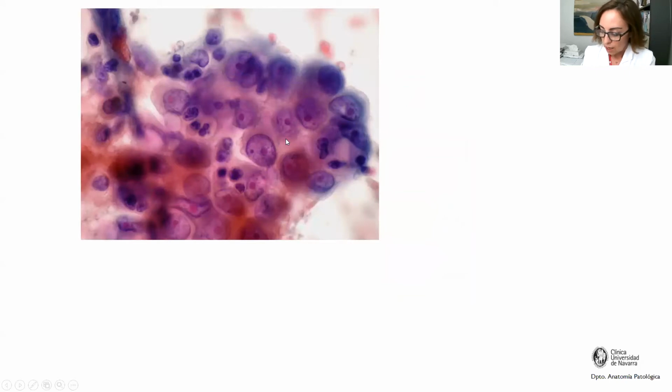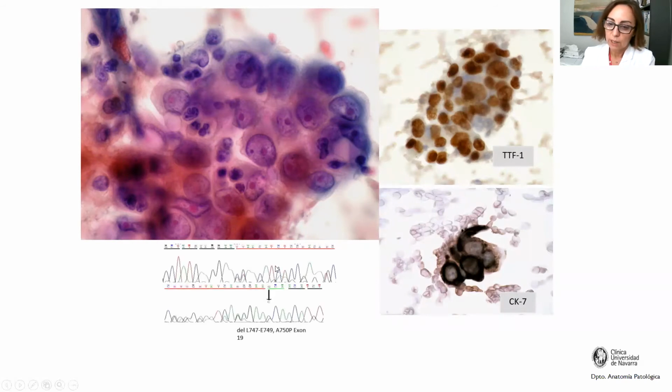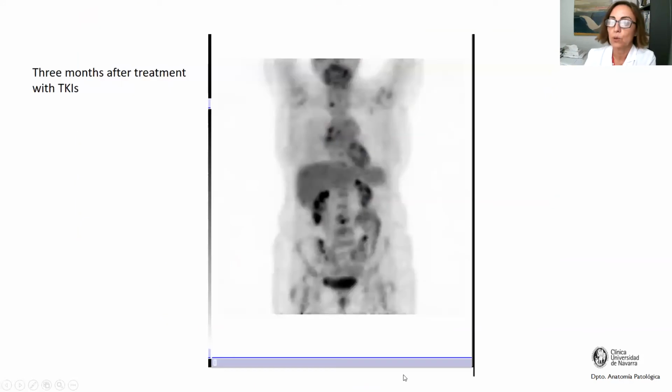Because the patient also has lung masses, we did an immunohistochemical analysis with TTF1 and cytokeratin 7, and at that time we were using Sanger sequencing. With this technique we were able to detect a deletion on exon 19 of the EGFR gene. So the patient was diagnosed through this simple method as having a metastatic adenocarcinoma of lung origin with deletion in exon 19 of the EGFR gene. Look at what happened after 3 months of treatment with tyrosine kinase inhibitors.